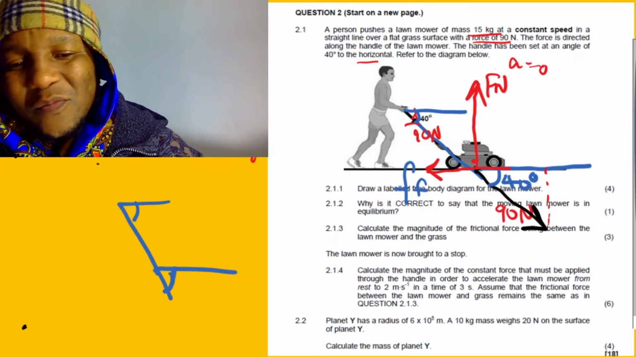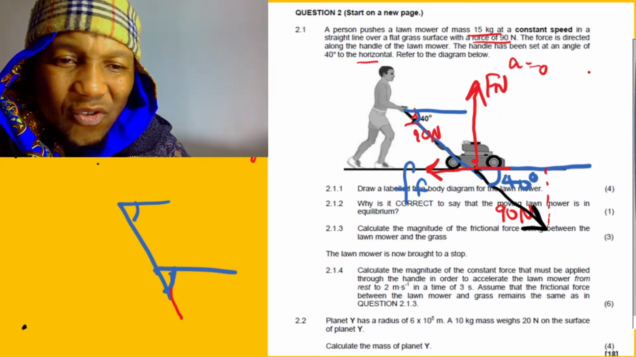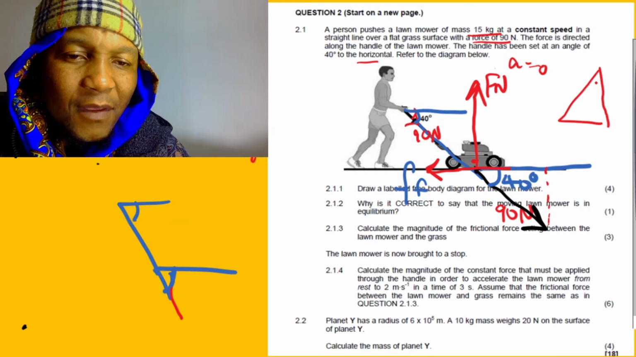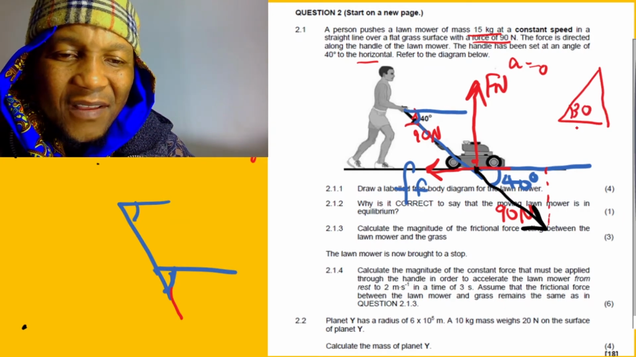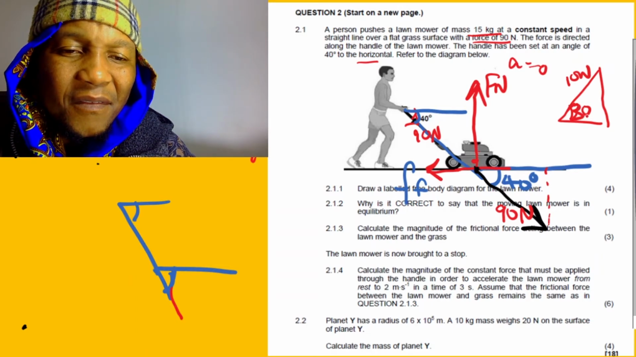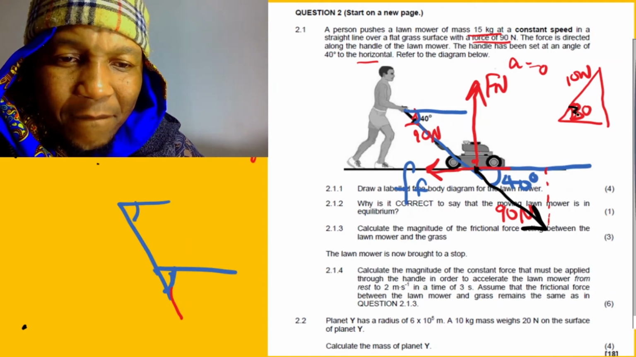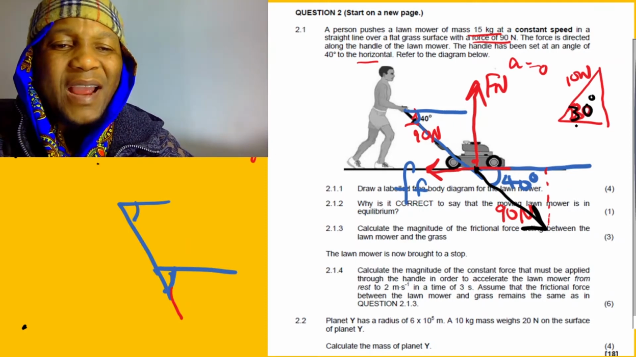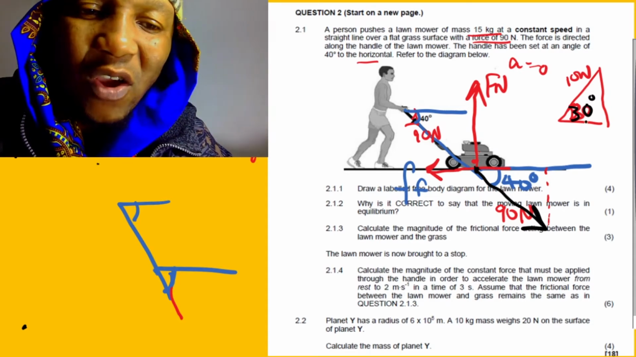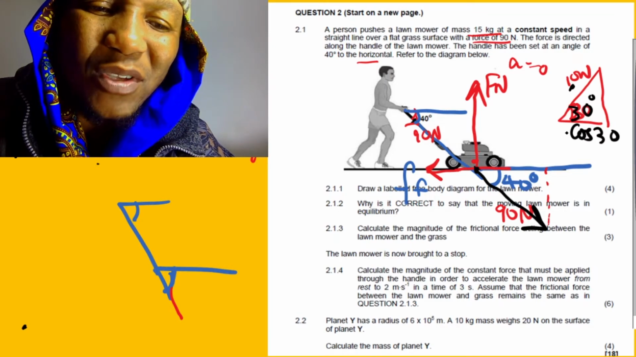But in mathematics, we know, if somebody gives a triangle like this, and they say this angle is 30 and this is 10 Newton, and they say find the horizontal. Horizontal is cos. Remember this. So I'm going to say cos of my angle, 30, always multiplied by the hypotenuse, which is 10.